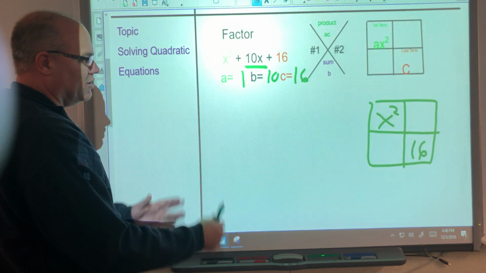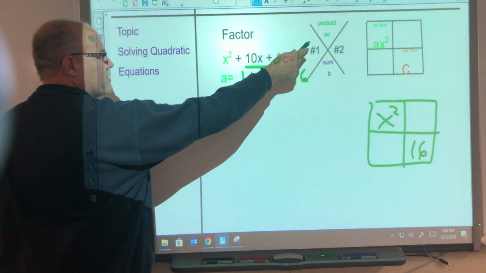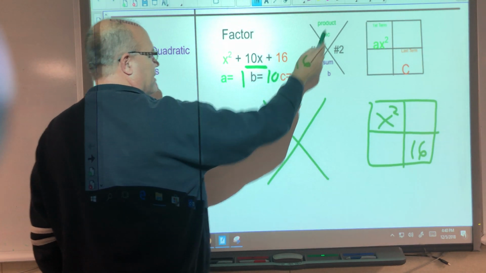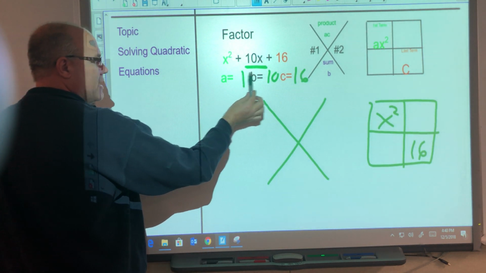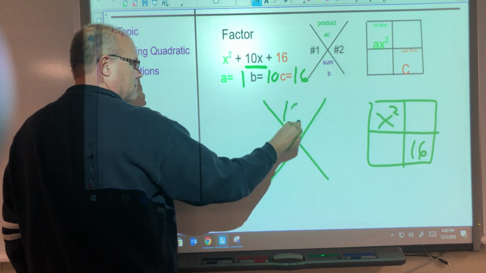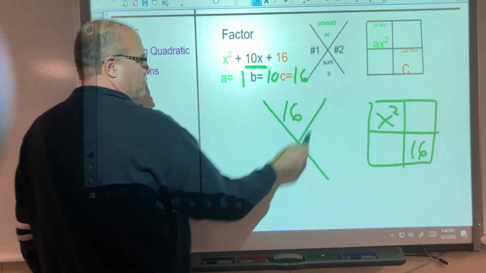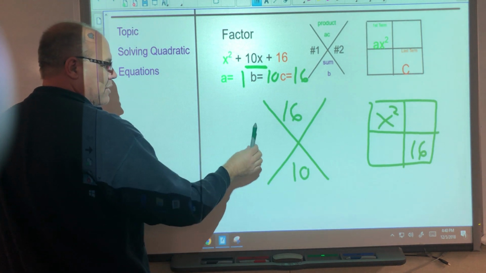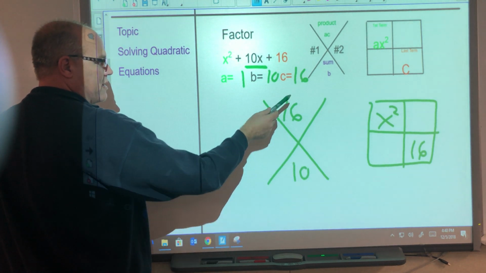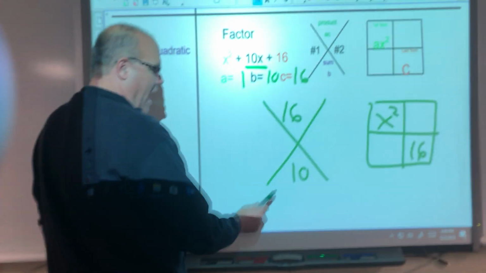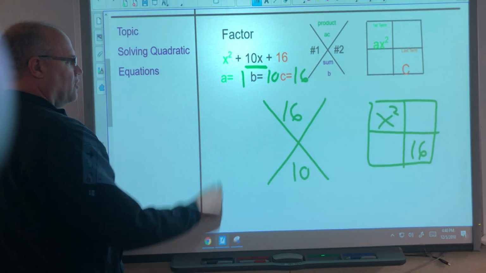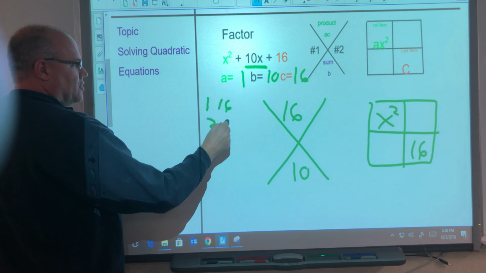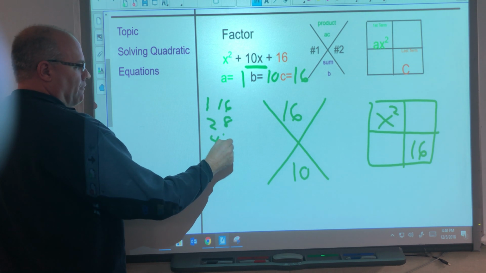So to help us do this so we can factor it quickly, we're going to use the diamond. And the way the diamond works is I put AC on top, so AC means 1 times 16. And I put the B value on the bottom, so my B value is 10. And so now we need two numbers that multiply together to give you 16 and add to 10. So you think of your factors of 16: 1 and 16, 2 and 8, 4 and 4.